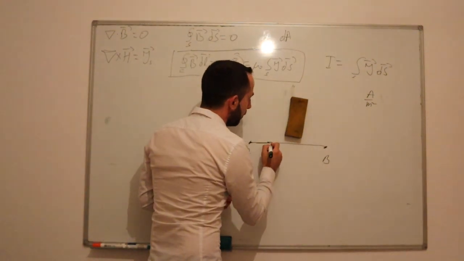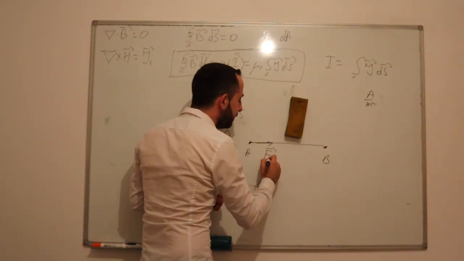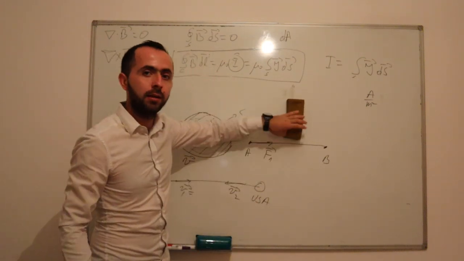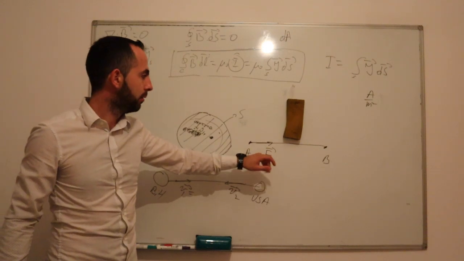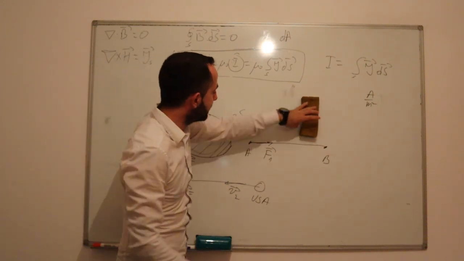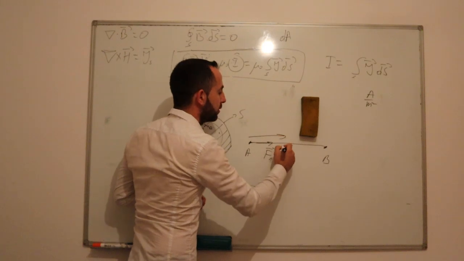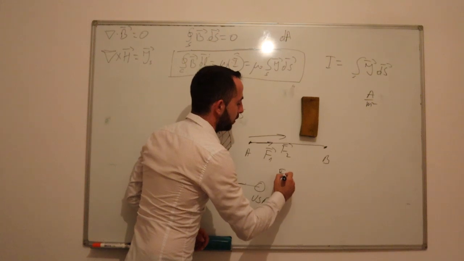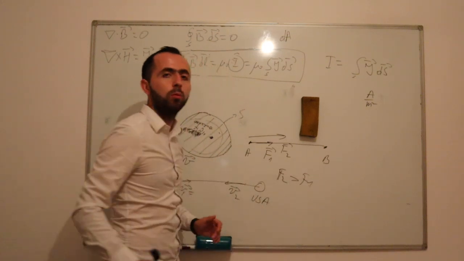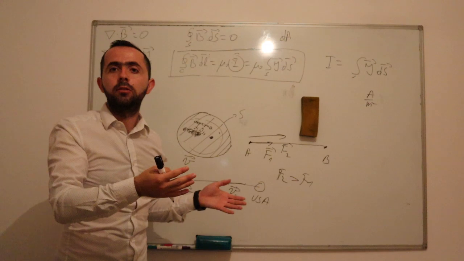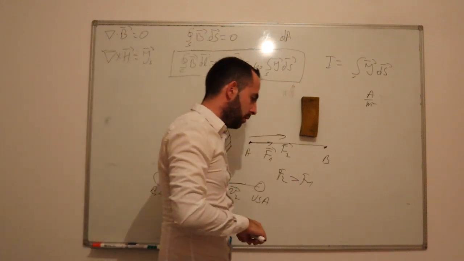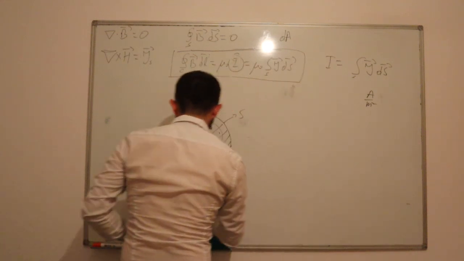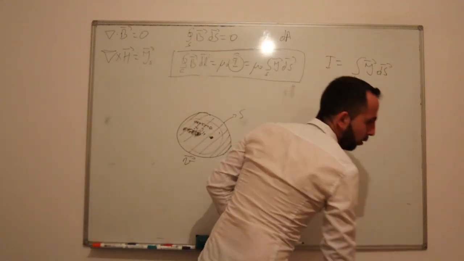I'm moving it from point A to point B with a force of F1. Or I can move it even faster. It will have a greater amplitude. It will be a force F2. So F2 is greater than F1. This is a vector. And everything that has these three characteristics is a vector.